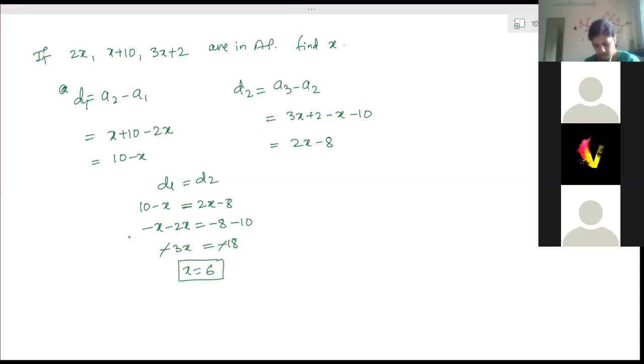Fine. We will stop here. Before the sum of an AP, I need one more type of question. We need to finish it tomorrow. After that, we'll start the sum of an AP.